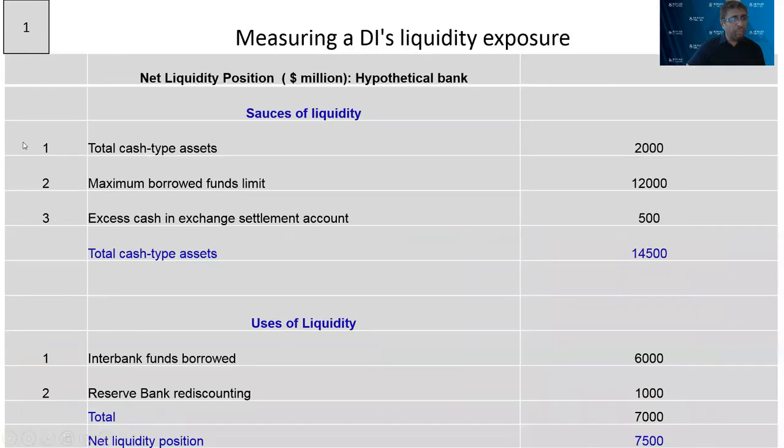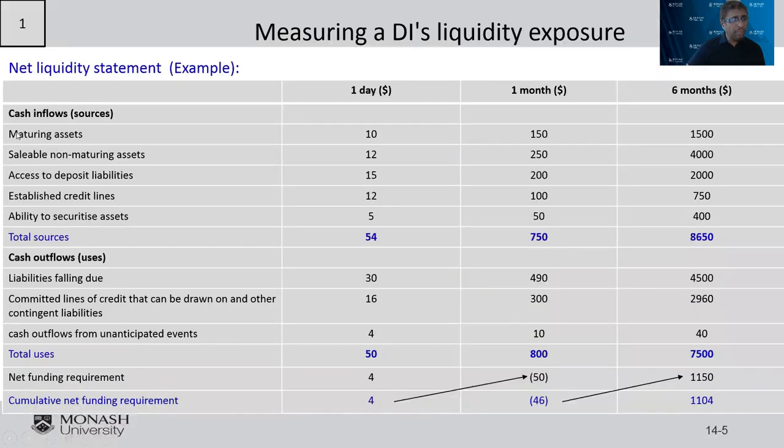So these are all the sources, which means maturing assets, people who are going to pay us for their loans, or when we receive our bonds and other securities. This is all either investments or loans.